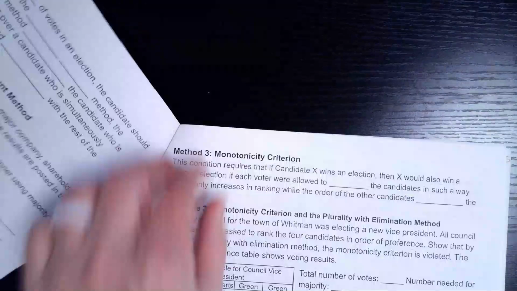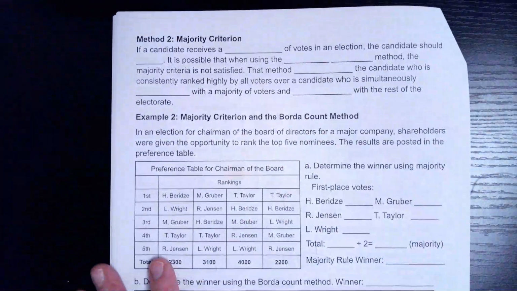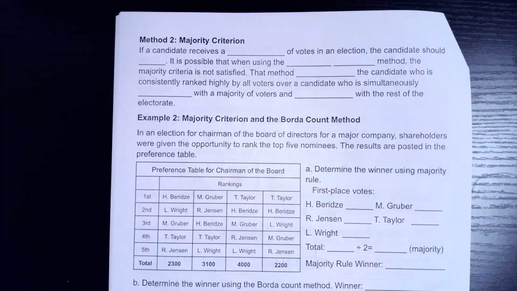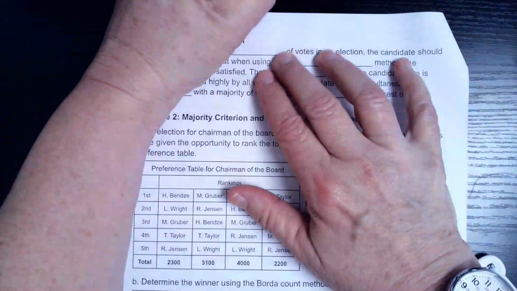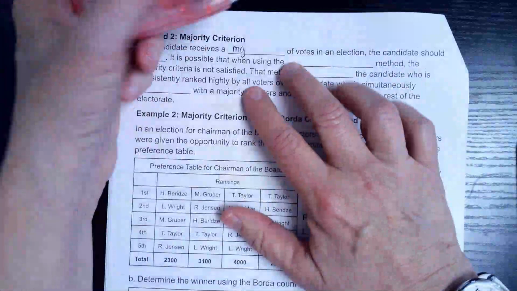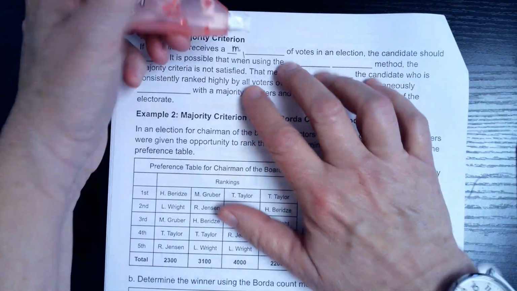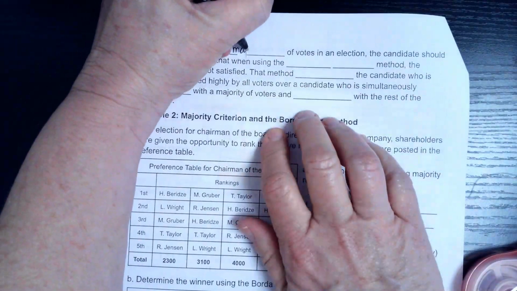Moving on. Method 2, the majority criterion. So, let's see if we can figure this guy out. If a candidate receives a majority, I do that a lot. There's not even a G in the word, but by the time I put my A and my J together, there is a G in the word.